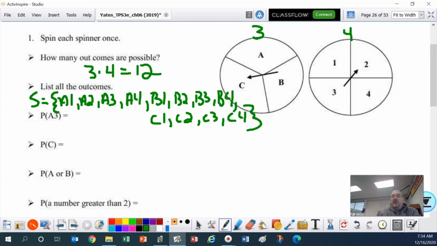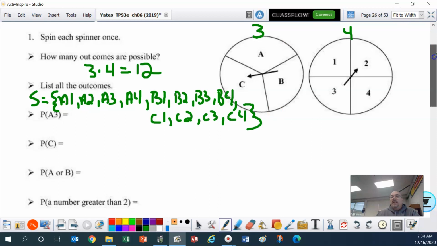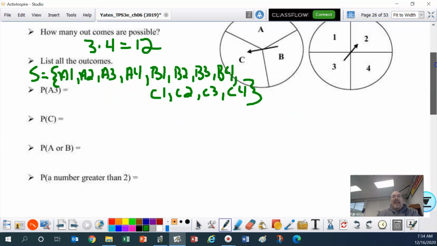The next question is, what is the probability of spinning an A3? There's only one A3 out of 12. What's the probability of spinning a C? You can just look at the first spinner, folks. You don't even need to look at the second spinner. So the probability of spinning a C is 1 out of 3.